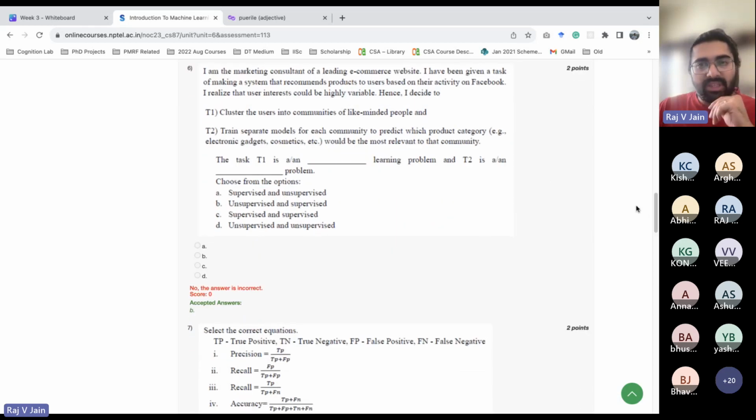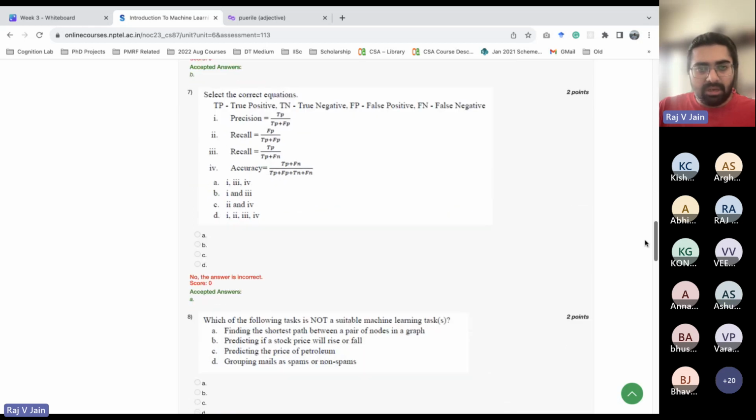Right, so moving to question number 6. Any questions here? So B, I think. Unsupervised and supervised. We are talking about clustering. Clustering is clearly an unsupervised problem. We don't have anything to learn from. We just have to look at the patterns in the data. Training separate models to predict something is basically a supervised problem. So B is the right answer.